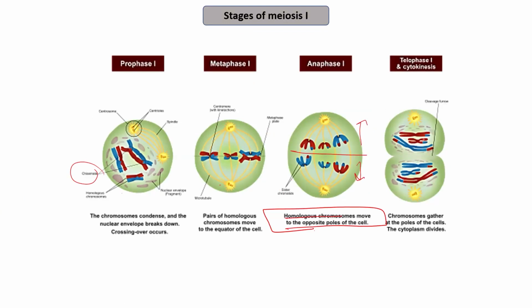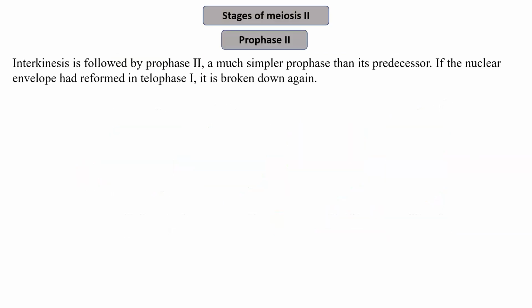And in telophase 1, which is followed by cytokinesis, the chromosomes gather at the poles of the cells and the cytoplasm divides, resulting in the formation of 2 cells that have half the number of chromosomes. So the homologous chromosomes get separated. There will be one pair of chromosomes in the first cell and the other in the second. Now start the stages of meiosis 2.